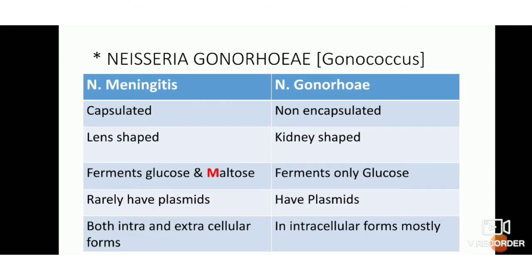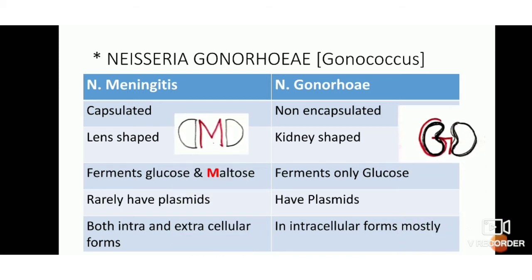And a closely related organism is Neisseria meningitidis. Seeing the difference between these two, meningococcus is capsulated and gonococcus is non-encapsulated. Meningitidis is lens shaped and gonorrhoeae is kidney shaped. We can remember this with the shape of the letters themselves. We can draw two lens shaped things on both sides of M. So meningitidis is lens shaped, and gonorrhoeae, G, is in the shape of a kidney bean.